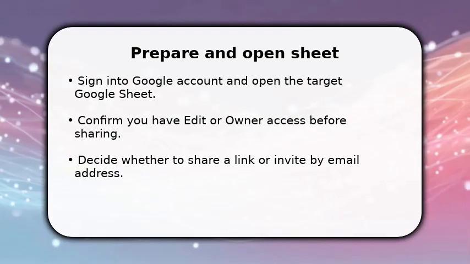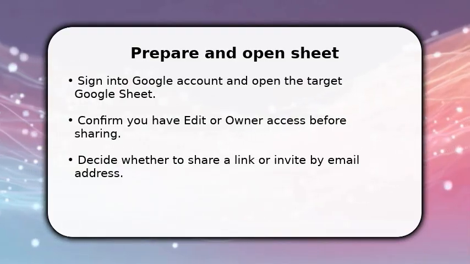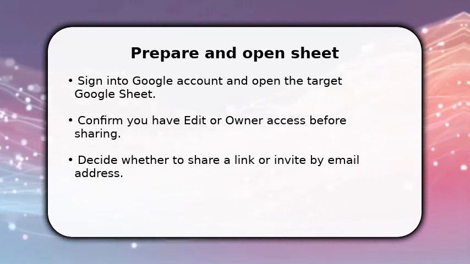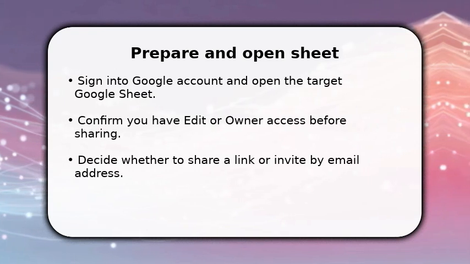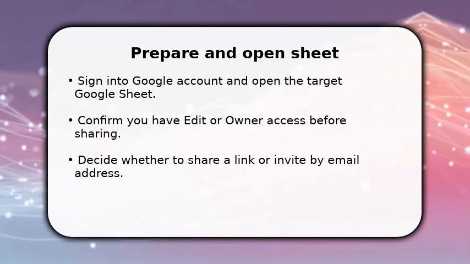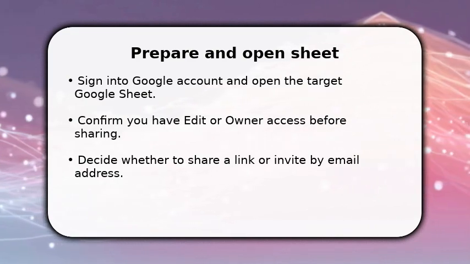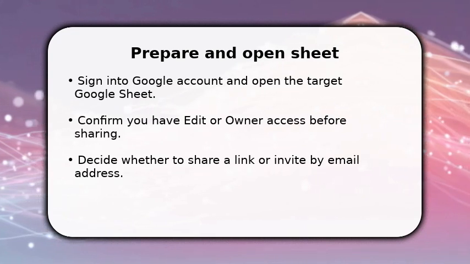You've already picked the Google Sheet. Now open it and confirm you have edit or owner rights so you can change sharing settings. Once done, click the blue Share button at the top right to launch the dialog. Make sure to choose whether you'll send a direct invite to emails or generate a link. The choice affects access control.